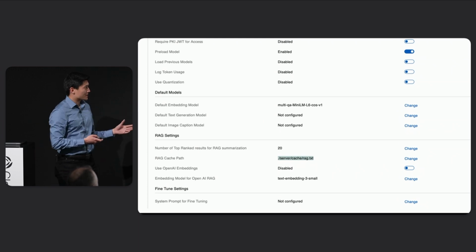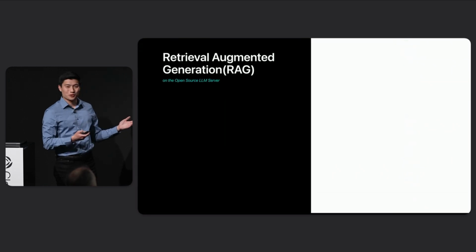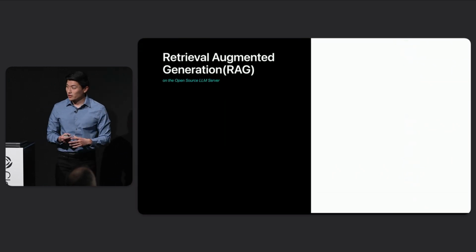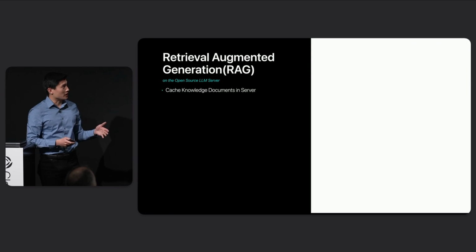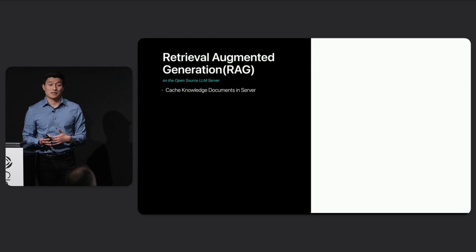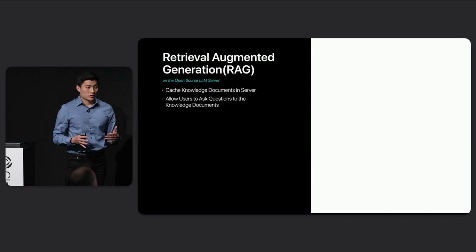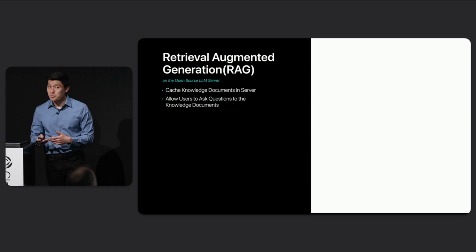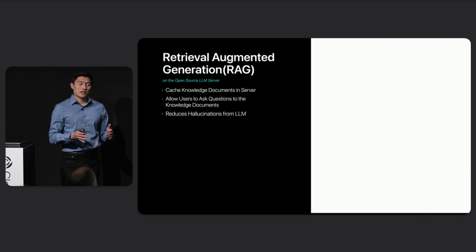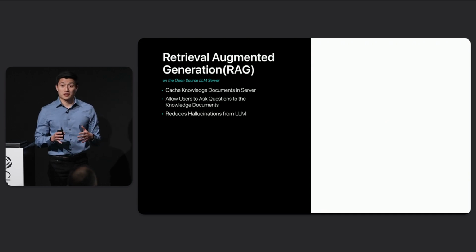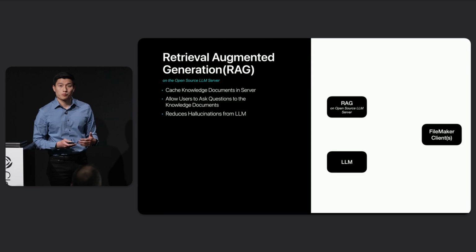So I'm going to talk about RAG next, which is retrieval augmented generation. We've done a lot with embedding vectors, but what this really does is it allows users to cache knowledge documents within the open source model server. So users are able to ask questions on the donated text or PDF and get correct results on those questions. The greatest advantage of RAG is that it actually reduces hallucinations. Because, if you may have learned about semantic search, we generate embedding vectors for everything within the data set.